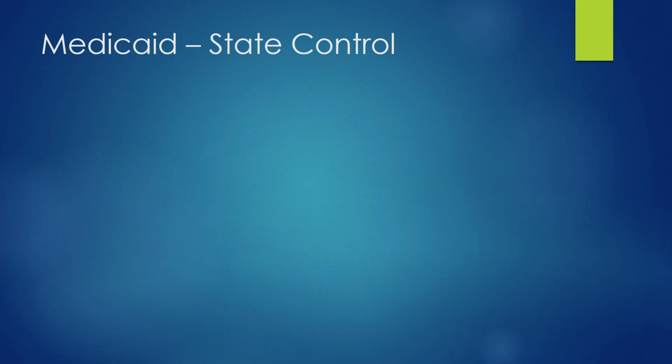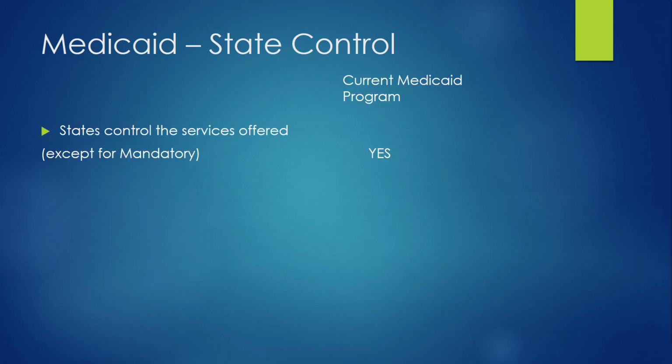So let's look at what type of flexibility states have. Under the current Medicaid system, states have the control over the services that are offered, except for mandatory services. States control the eligibility for waiver services. They can be made available only to people with certain disabilities or only to people with certain severity of disability.